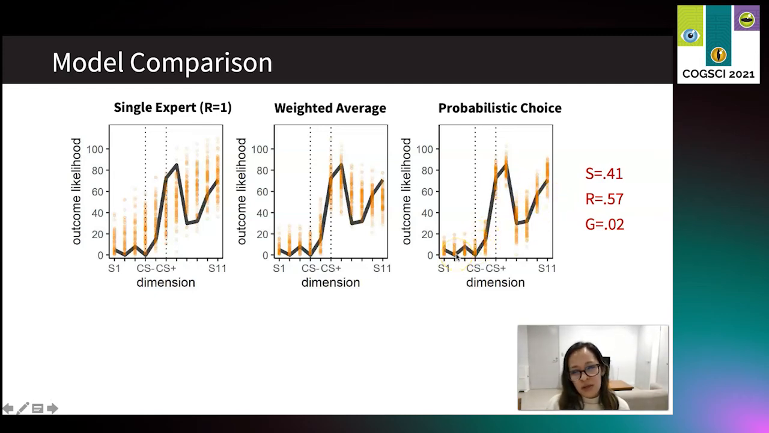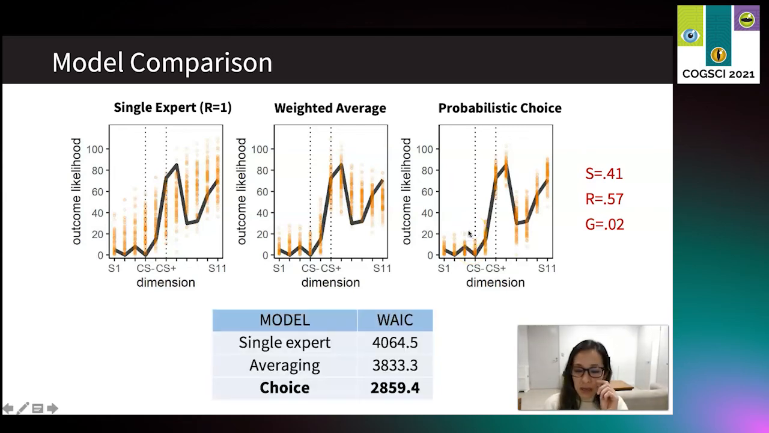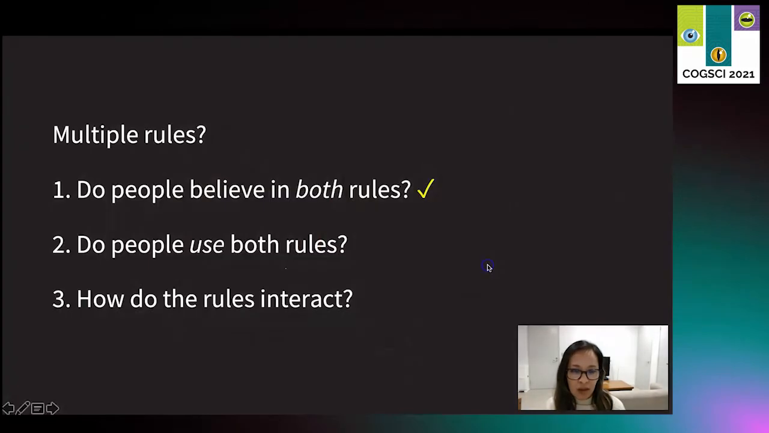I guess in one sense that's not surprising, because the probabilistic choice model has a bit more flexibility because it can sample from those multiple experts. However, when we calculated the WAICs, we found that the choice model actually had the lowest WAIC. So this means that that model is the most accurate at predicting the data, even after accounting for model complexity.